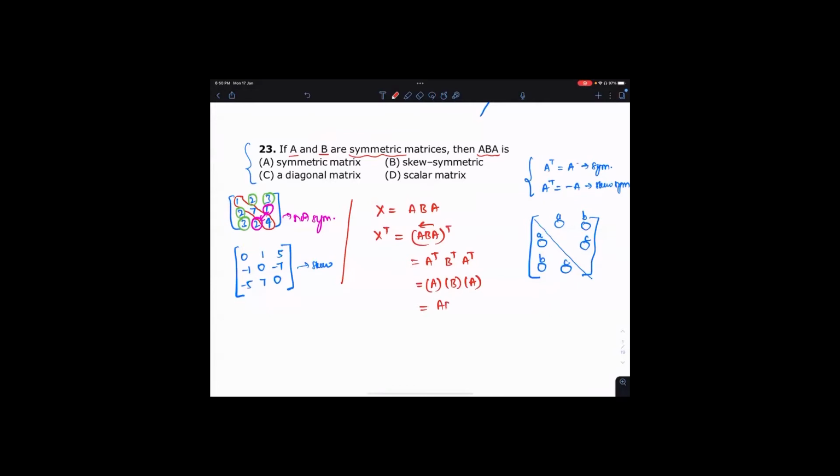Then what we are getting is ABA only. So what is ABA? That is X only, no? From 1, X transpose is equal to X. So it means X is symmetric.